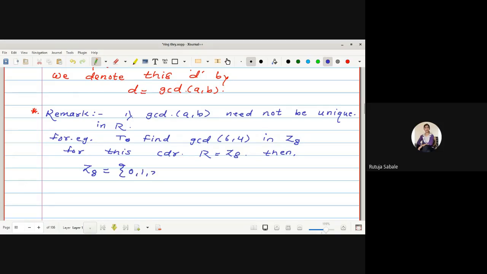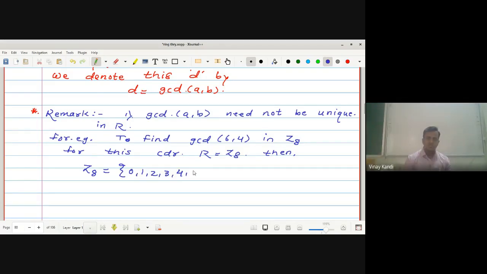0 to 7: 0, 1, 2, 3, 4, 5, 6, and 7. These are the elements of Z8. Now we can write 6 as a 2 multiplication modulo 8 into 3. On a ring there are two operations, addition and multiplication. Here it will be addition modulo 8 and multiplication modulo 8. So 2 into 3 is equal to what?